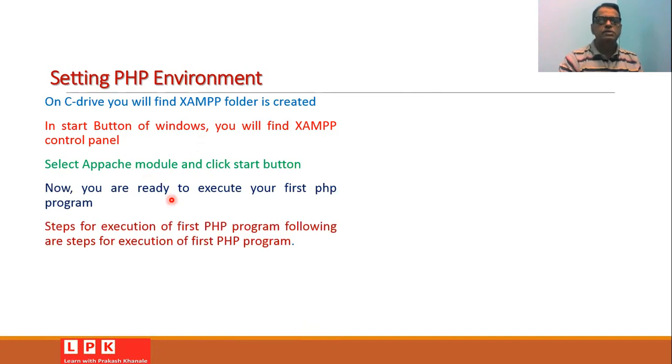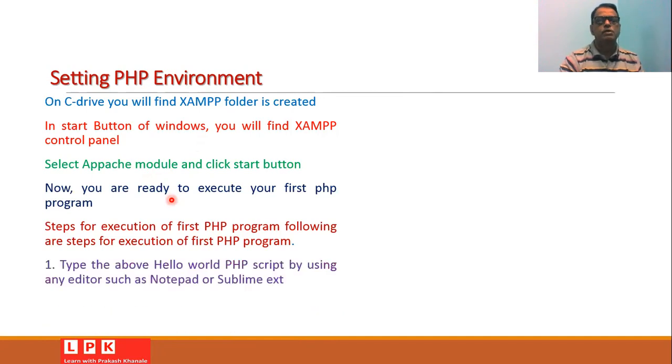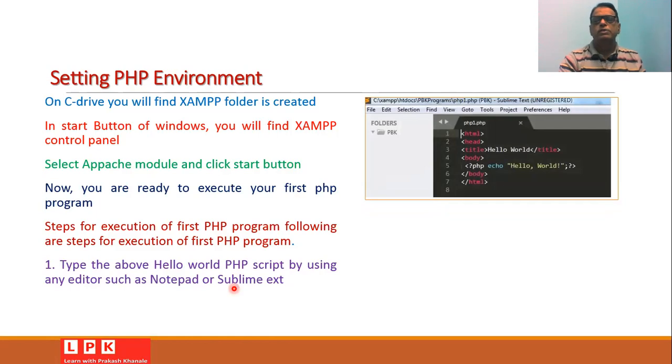There are certain steps in order to execute the first PHP program. In the first step, you have to type the PHP script that we have mentioned earlier using any text editor. You can use a text editor such as Notepad, or any popular text editor such as Sublime Text. Once you type the program, the content will be displayed as shown in this window.